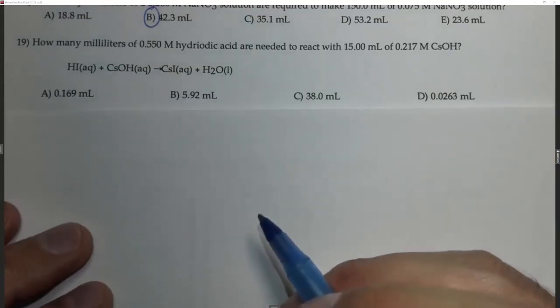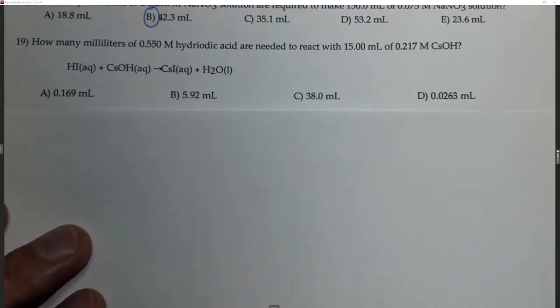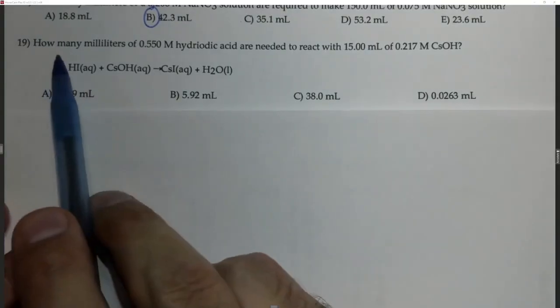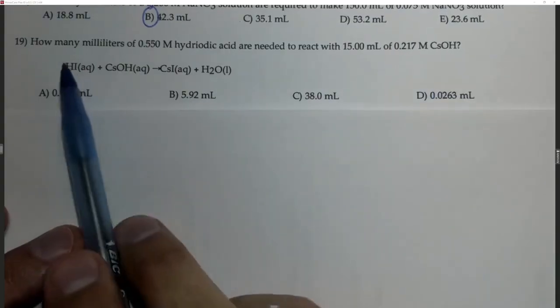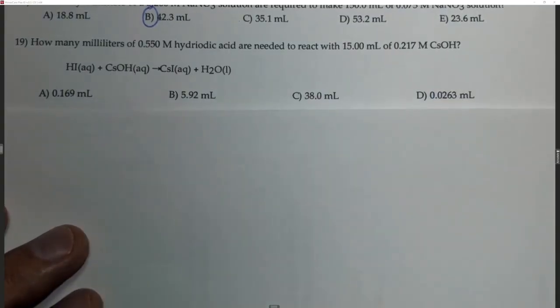So the last two problems both involve solution stoichiometry, which is something that I found historically people need practice with. So it says, how many milliliters of 0.550 molar hydroiodic acid, HI, are needed to react with 15 milliliters of 0.217 molar cesium hydroxide.